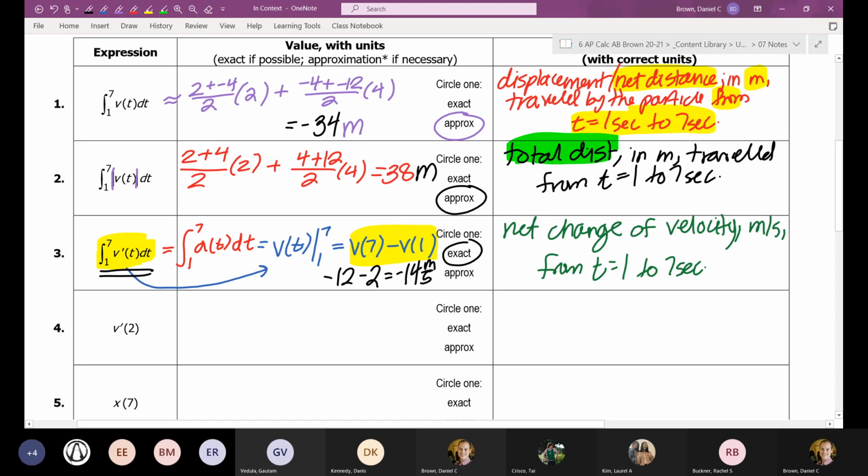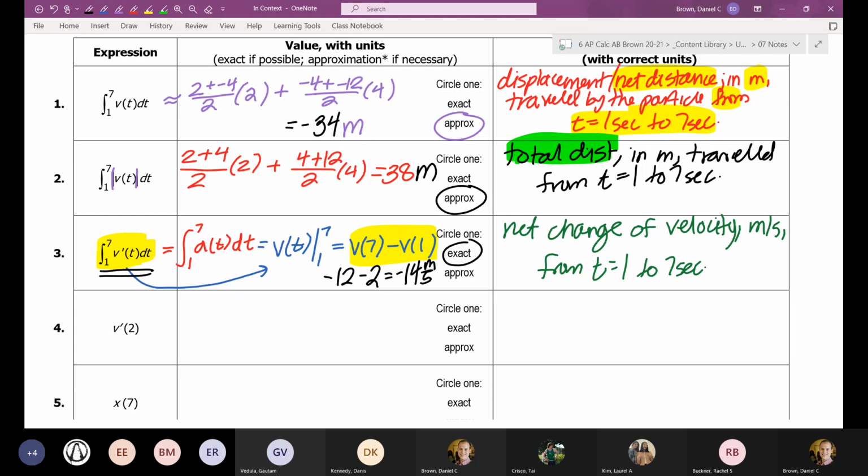And where I'm getting net change, I think it's easier to look at that rewritten version of it. We know in calculus, when we integrate a rate, that does give you a net amount. We're integrating the rate of velocity, acceleration. So the integral of v prime literally means the net change of the velocity from 1 second to 7 seconds, or how much the velocity changed from one starting point to some ending point. Questions on that row?